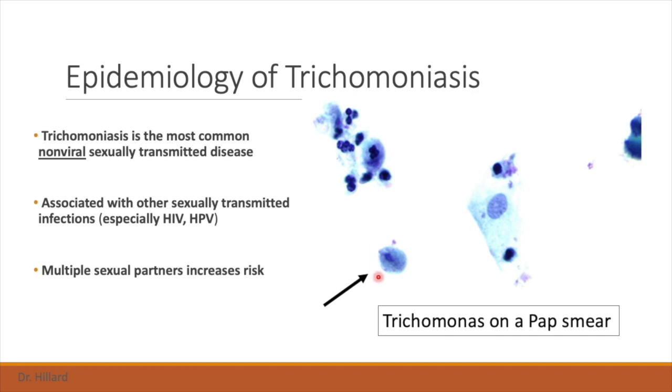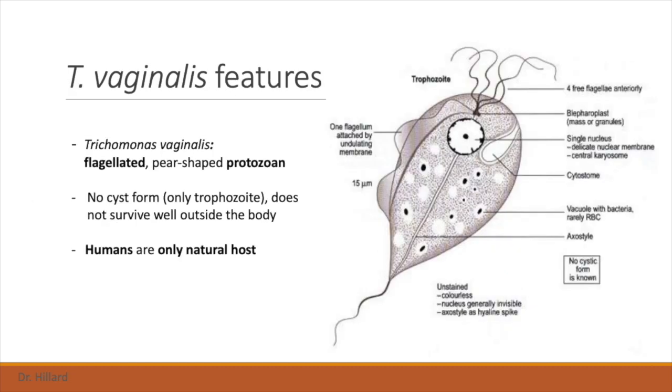Here we see a trichomonad on a pap smear with its typical oval shape and lancet-shaped nucleus. There is a nearby reactive squamous cell, and some inflammation is also present. Trichomonas vaginalis is a pear-shaped protozoan. You should remember that the protozoa are a type of single-celled parasites, in contrast to the helminths, or multicellular parasites.